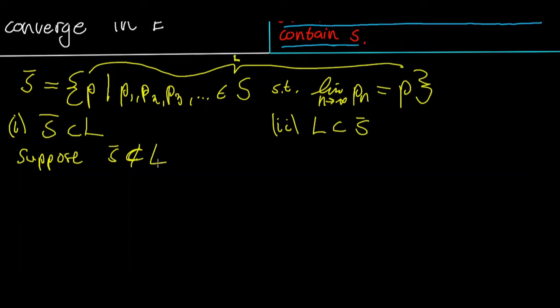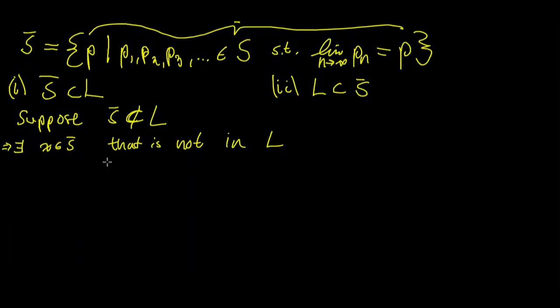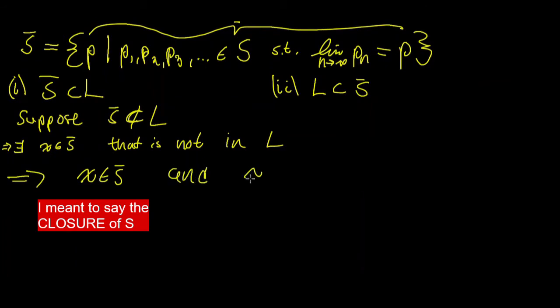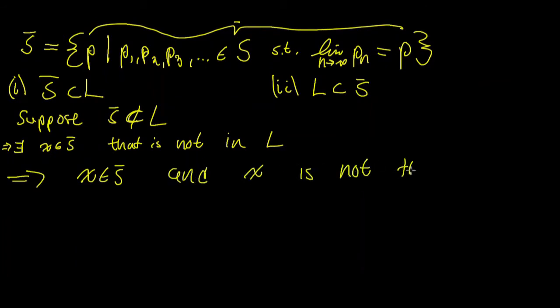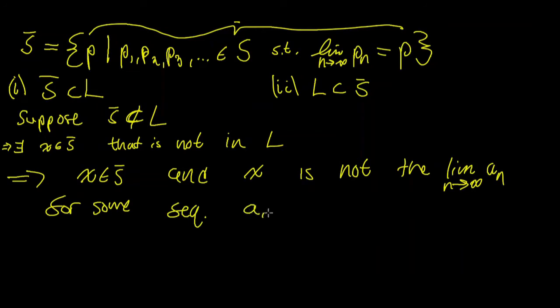So if the closure of S is not a subset of L, that means that there must exist, so this implies that there exists an X in the closure of S that is not in L. Now, if X is not in L, then this implies that X is not the limit, as n goes to infinity, of A_n for some sequence of points that lie in S. So for some sequence A1, A2, A3, and so on.